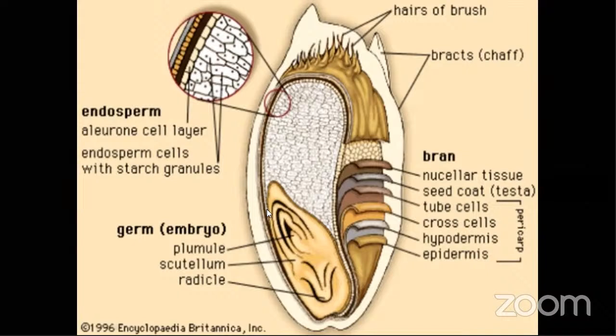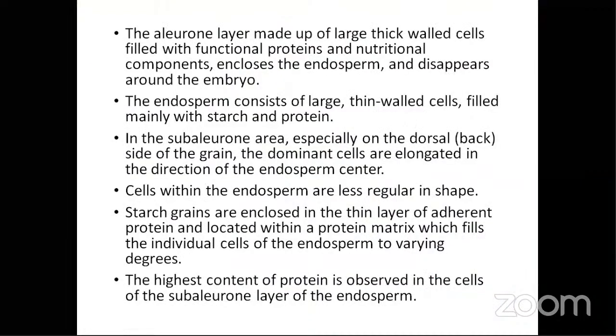So as you may see, as I am proceeding downwards, this layer is getting disappeared here. Only the brown colored line is there, and the white or off-white colored layer disappears when it comes in contact with the embryo. So this is what is explained here, that the aleurone layer disappears around the embryo. Endosperm consists of large thin-walled cells filled mainly with starch and protein.